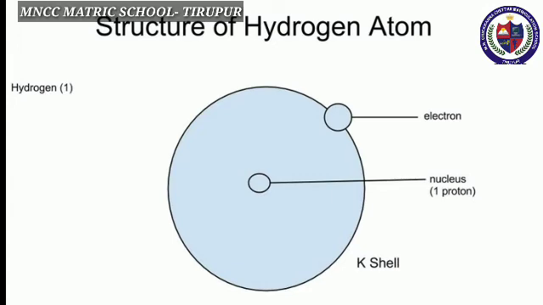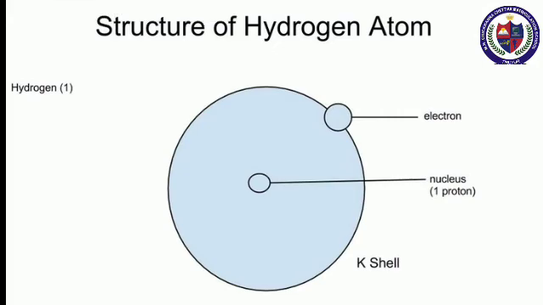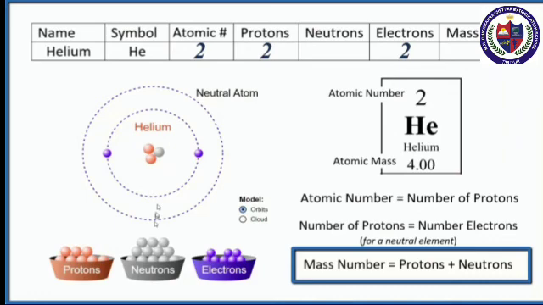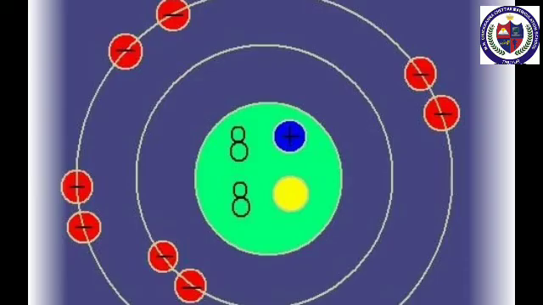Atomic number. The number of electrons or protons in the atom is called the atomic number of an atom. It is represented by the letter Z. See the diagram. The hydrogen nucleus has one proton around which revolves one electron. It means that its atomic number Z is equal to 1. In the helium atom, there are two protons and two electrons in orbit around the nucleus. So the atomic number of helium is Z equal to 2. What is the atomic number of oxygen? Oxygen atomic number is 8.